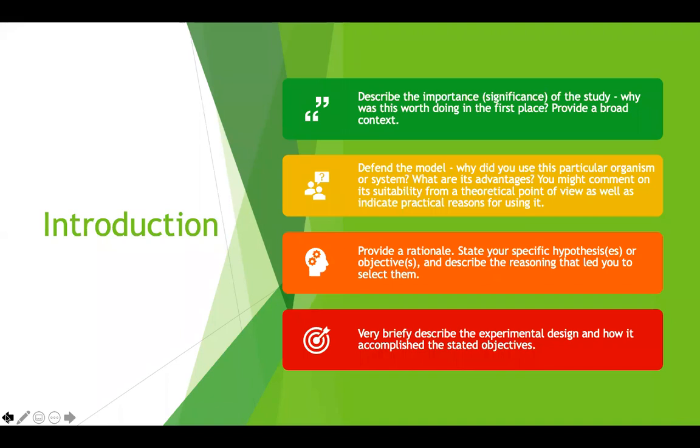So these are two ways of doing this: you can defend the model and mention some of its advantages. Advantages actually come with the justification of your model or your system. So you can just mention some theoretical or practical justification for that system or model. Provide a rationale, state your specific hypotheses or objectives, and describe the reasoning that led you to select them. So this is very important.